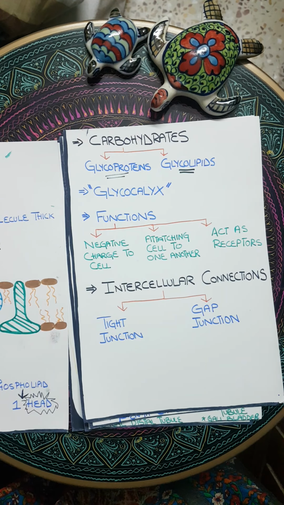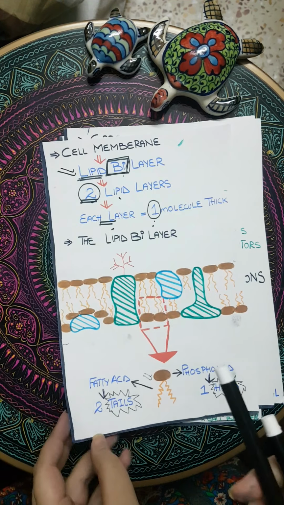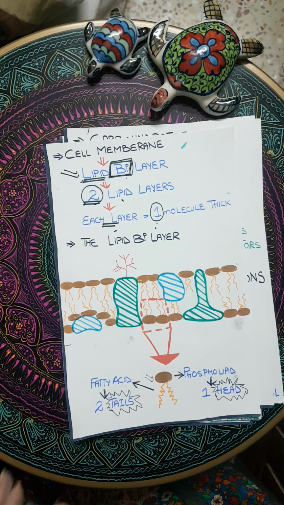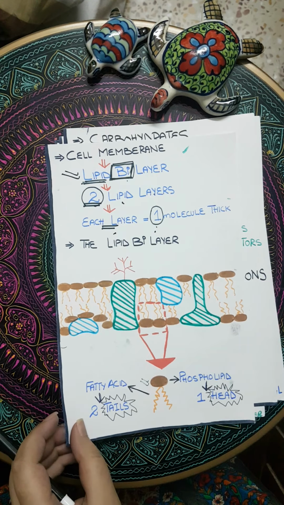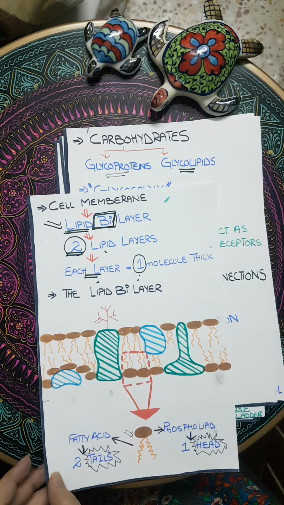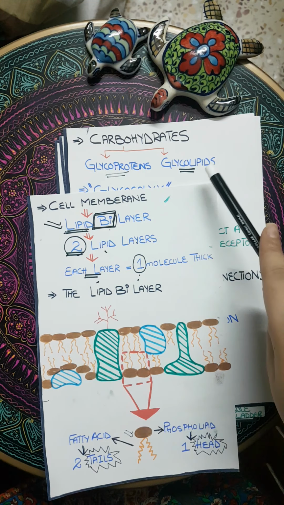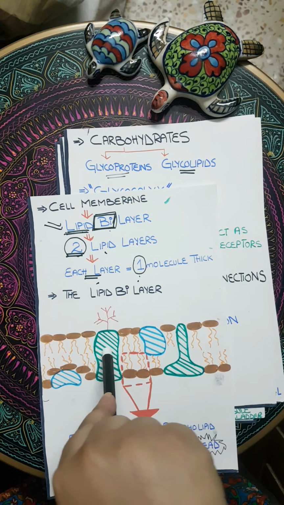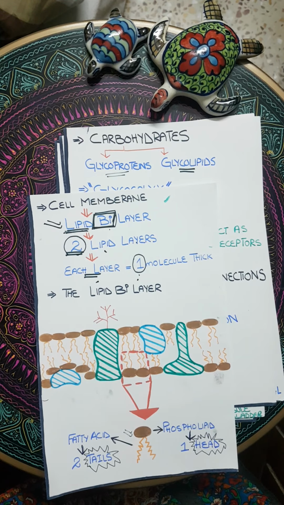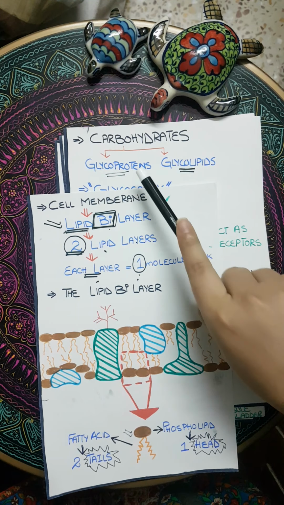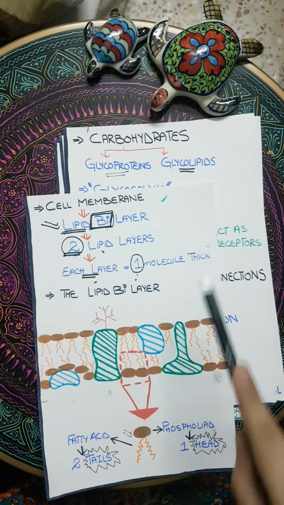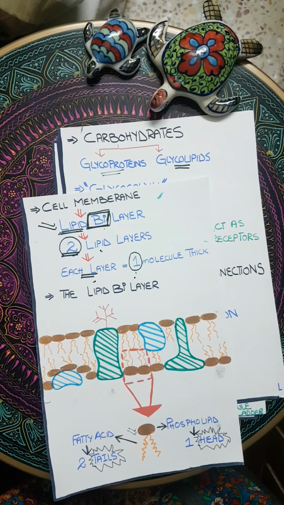Then the third and last component is carbohydrate. This tree-like structure here is a carbohydrate. We have two different forms of carbohydrates, the glycoproteins and the glycolipids. Here these carbohydrates are attached to the protein part of the membrane, so they are glycoproteins, and if they are attached to the lipid part of the membrane, they are called glycolipids.